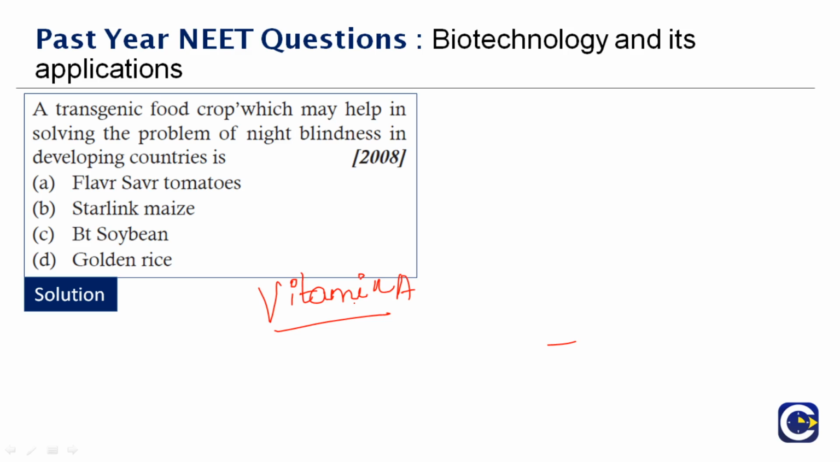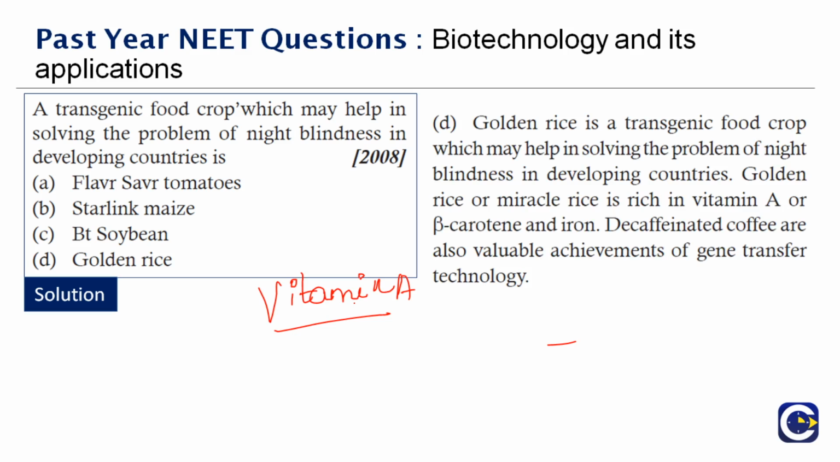So obviously this vitamin A is incorporated in one of these four. Yes, the right answer is golden rice. It is a transgenic food crop which may help in solving the problem of night blindness in developing countries. Golden rice, or a miracle rice, is rich in vitamin A or beta carotene and iron. Decaffeinated coffee are also valuable achievements of gene transfer technology. Therefore, the right answer to this question is option D.